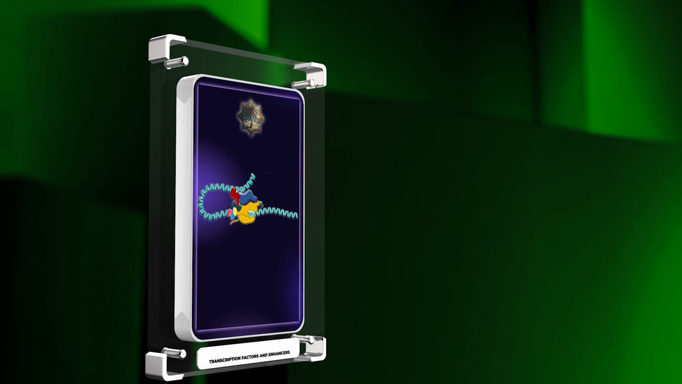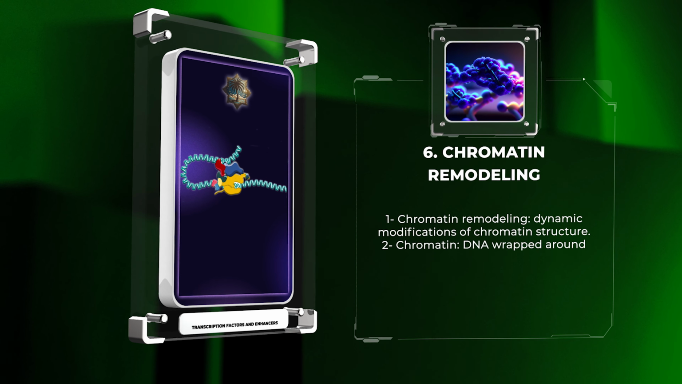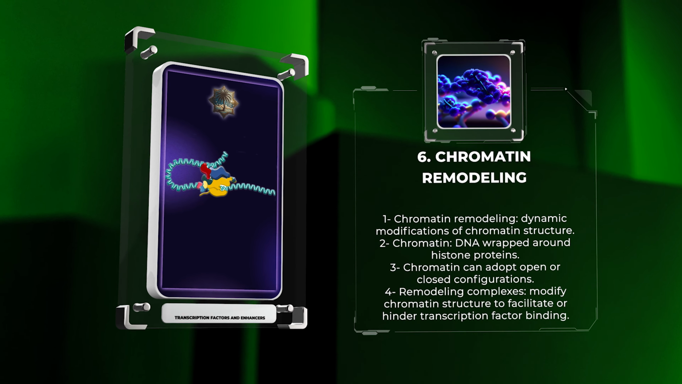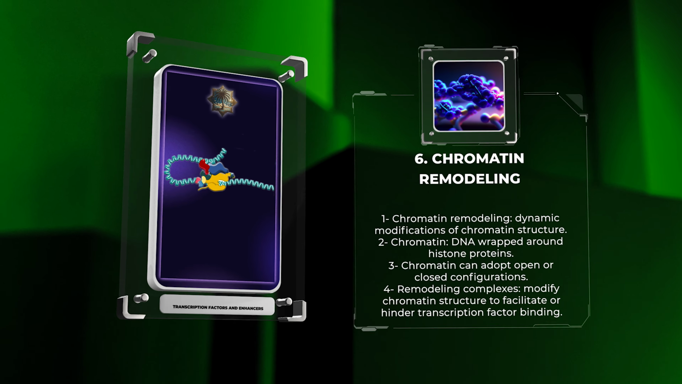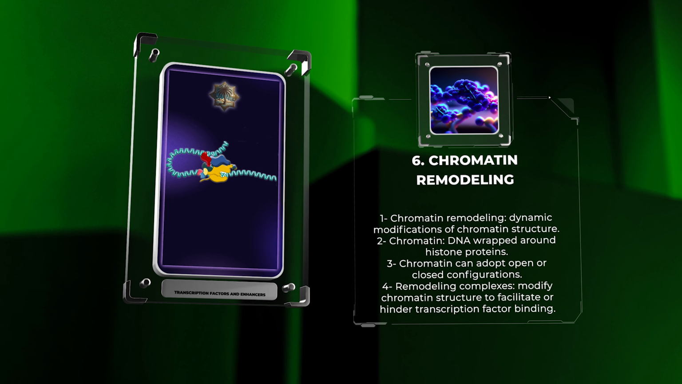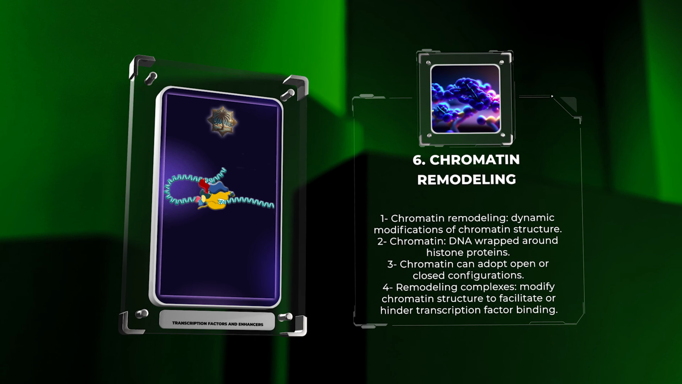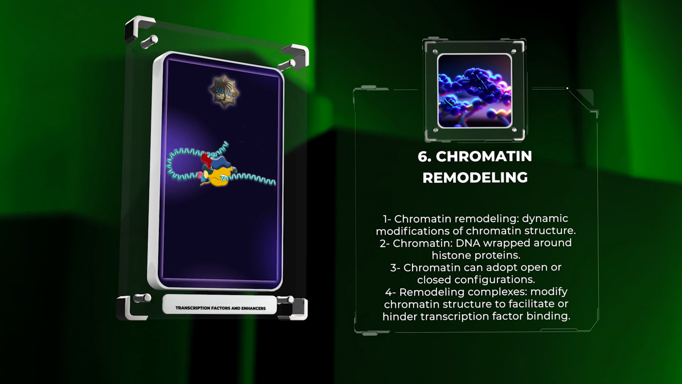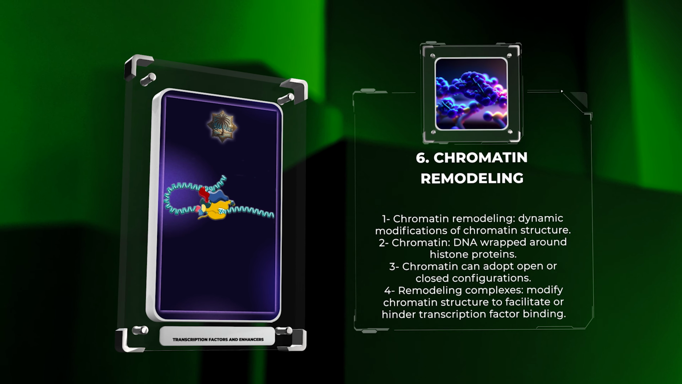Chromatin remodeling refers to the dynamic modifications of chromatin structure to regulate gene expression. Chromatin, consisting of DNA wrapped around histone proteins, can adopt open or closed configurations. Remodeling complexes, including ATP-dependent remodelers, modify chromatin structure to facilitate or hinder transcription factor binding, thus impacting gene expression.